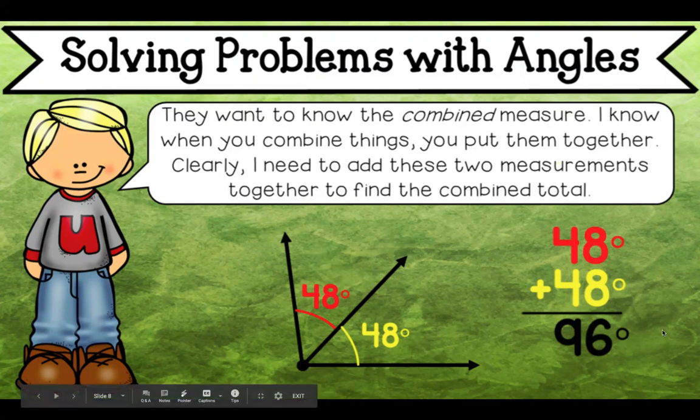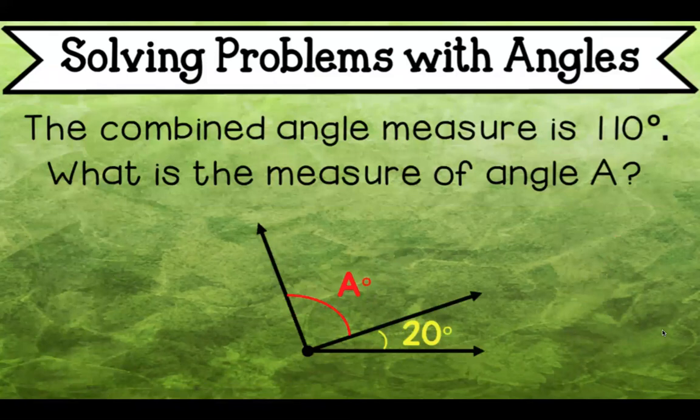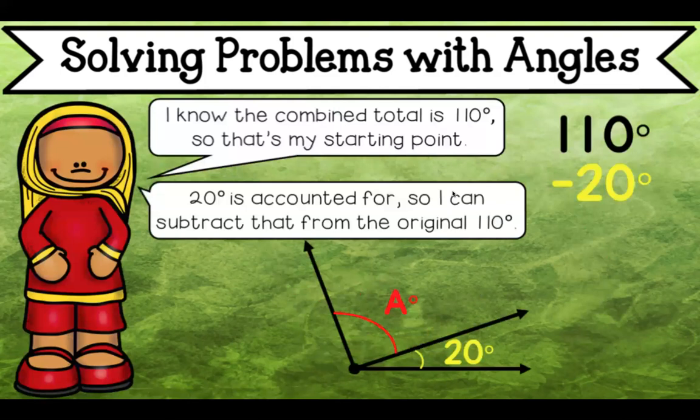Okay? Now another one. This is another thing that you might see. We have the combined angle measure right here. It says that the combined angle measure is 110 degrees. What is the measure of angle A? So how are we going to figure out the measure of angle A? We know that this angle is 20. We know that combined it's 110. So we are going to have to subtract that from them according to this slide.